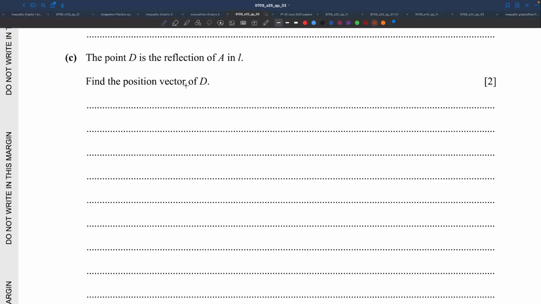Okay, look, in part C, it says the point D is a reflection of A. So this was point A. When we talk about reflection, what do we mean? It is always perpendicular, right? So do we already have the midpoint, which is P? So can I say point D will be over here and the midpoint of A and D will be P? Okay, lovely.